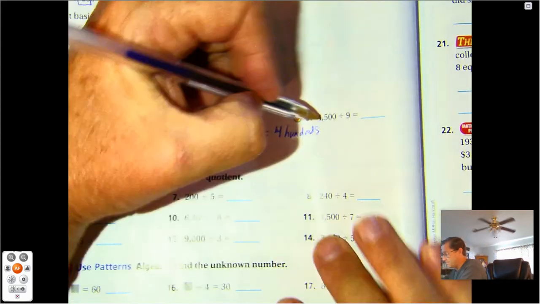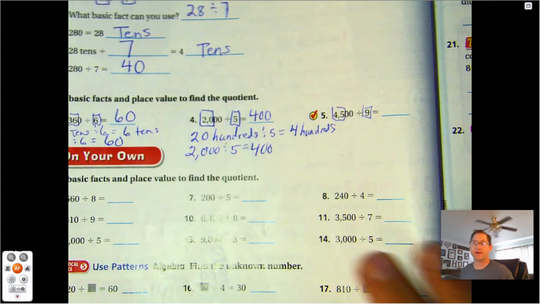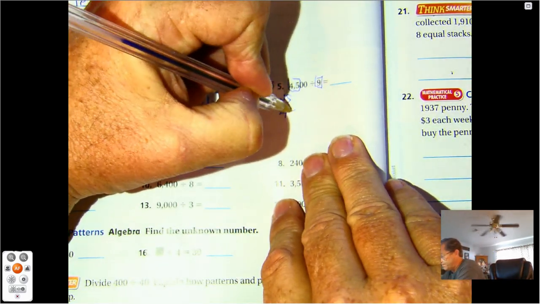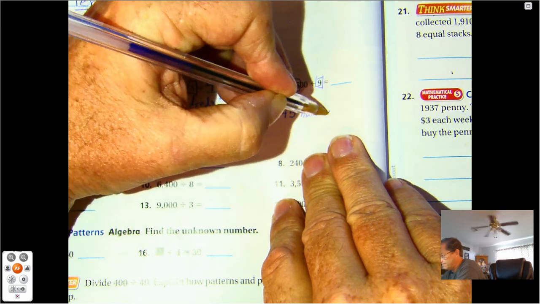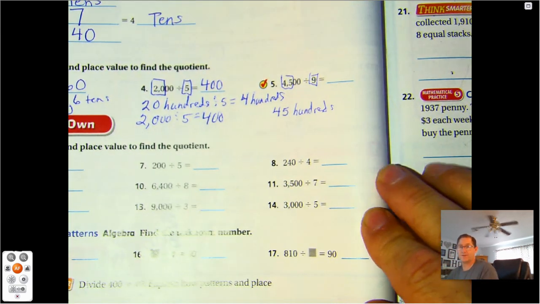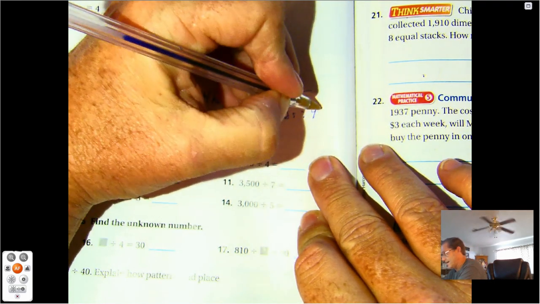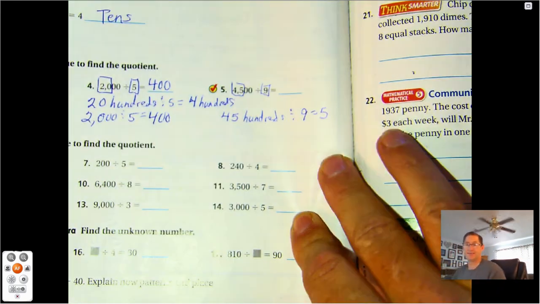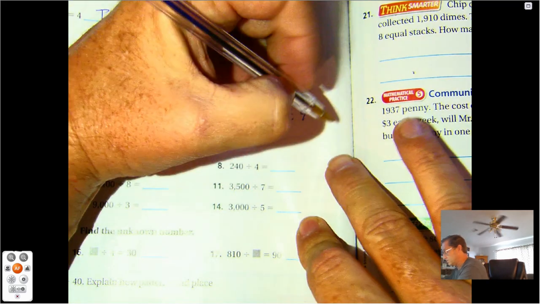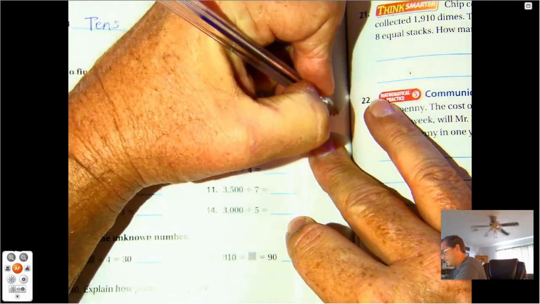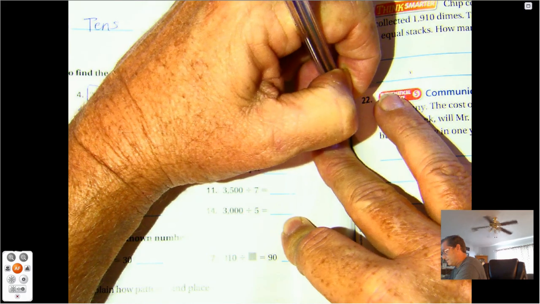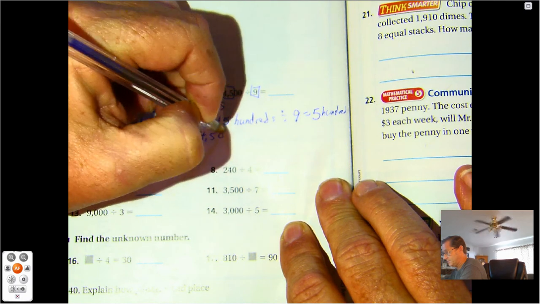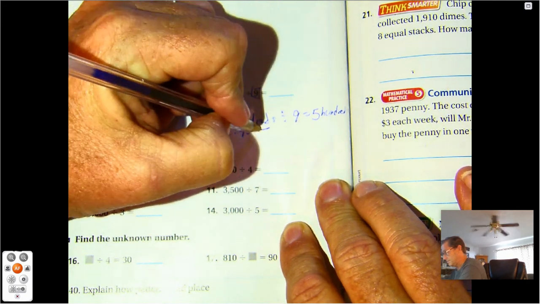Number 5, basic math fact, 45 divided by 9. We're going to rewrite 4,500 as 45 hundreds, and we're going to divide by 9. So 45 divided by 9, it takes 5 nines to get to 45. So 5 hundreds. How do we write 5 hundreds? 500.